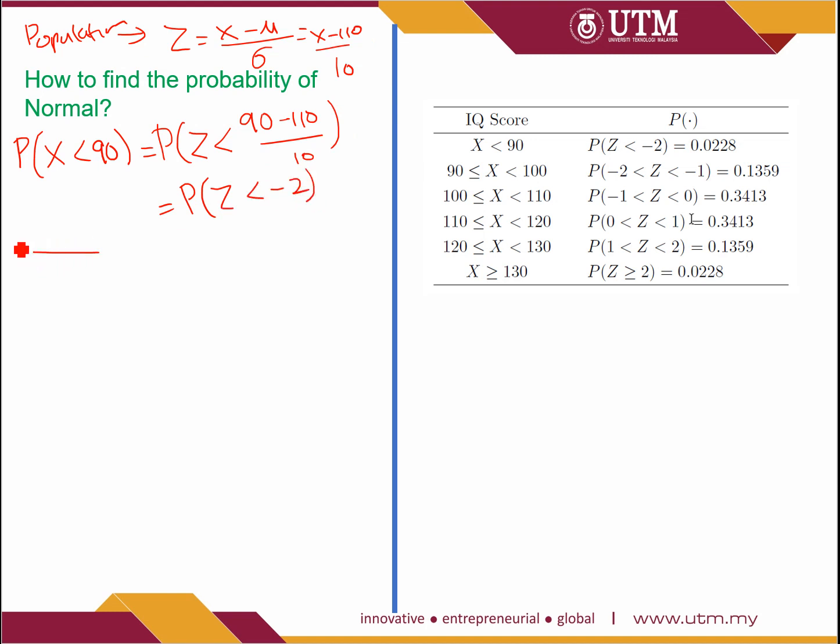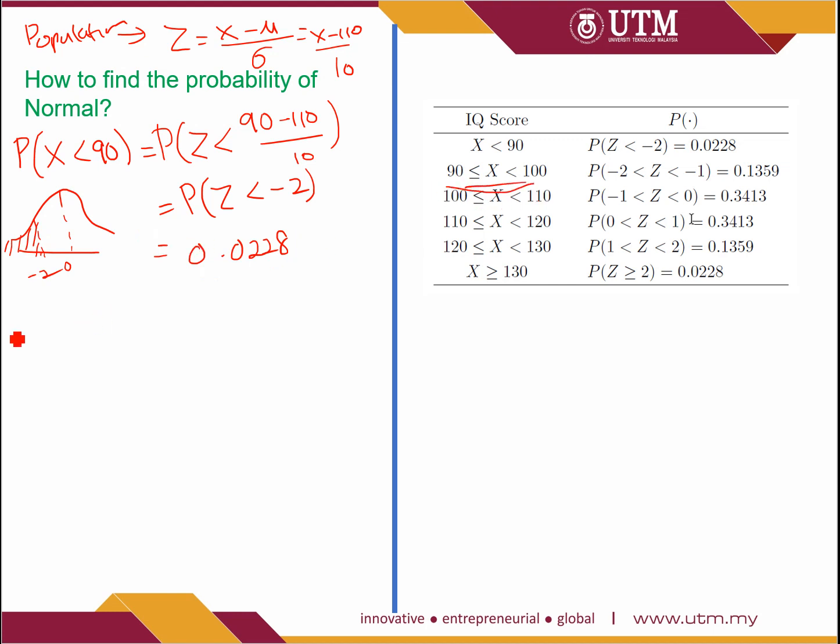To find the probability, don't forget to use the statistical table. Remember, 0 is at the center, -2 is around here. Less than -2, so the shaded region would be around here. Find the value of this shaded region, and you would have 0.0228.